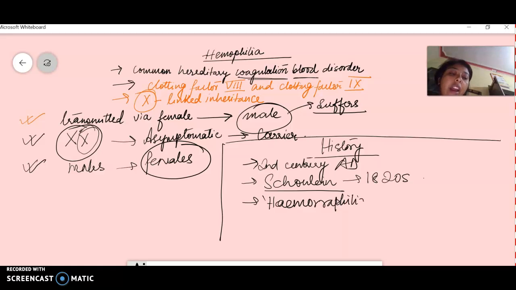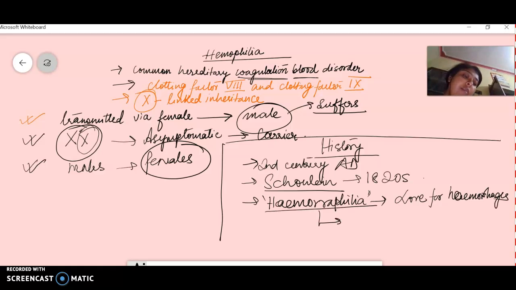Originally, the term was hemorrhaphilia. And what does it mean? It means love for hemorrhages. But over time, it actually became hemophilia. So people started calling it hemophilia.